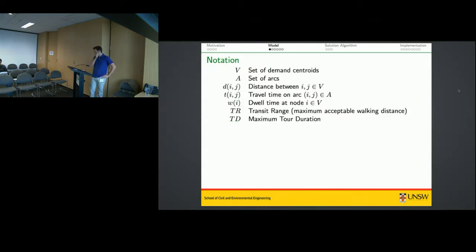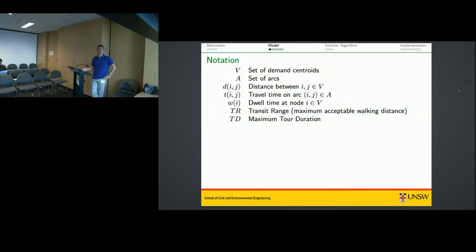The notation used is quite conventional. We have a set of demand centroids, a set of arcs, not necessarily a very connected network. It's a transportation network, so average node degree is about 4, maybe 3, but we're far from a complete network here. The distance between two centroids can be measured using a shortest path algorithm, so that can be obtained a priori to the optimization.